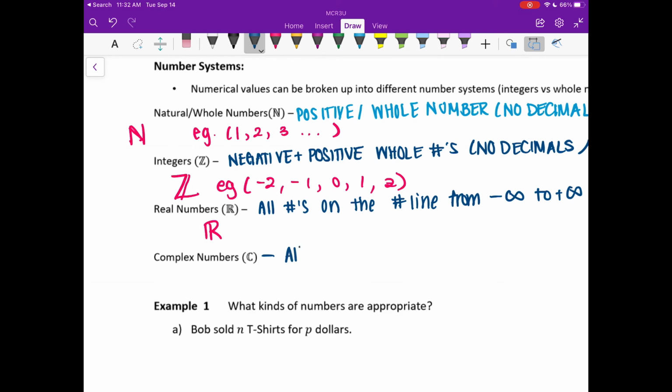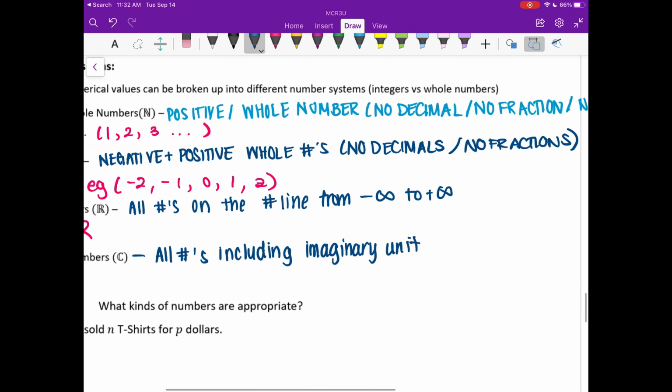Then last but not least, we have the one that we don't really use unless you decide to go on and do math later on. They are called complex numbers, and that includes all numbers, including imaginary units. The only thing you really need to know about imaginary units is that they are numbers that don't necessarily fall on that negative infinity to positive infinity line. They are different types of units. So the square root of negative 1 is one of those numbers. But that's all I'm going to talk about for that for now.